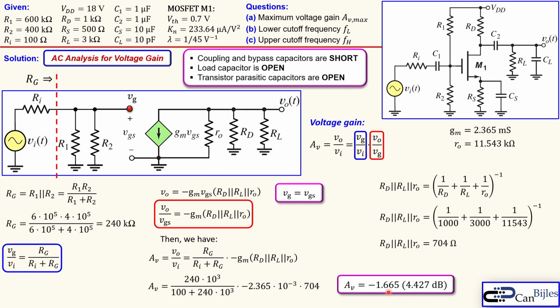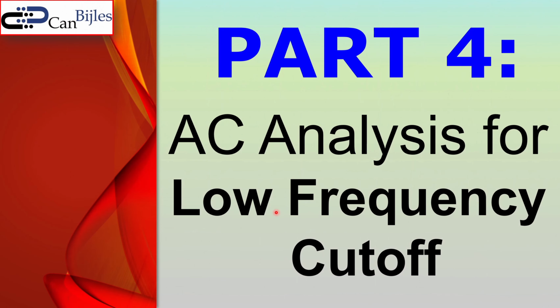And now we can also substitute here the values for the RI and RG, and you get here a gain of approximately 1.665, which is 4.427 dBs. So it is inverted. In this case, it also has a gain which is larger than 1. So no attenuation, and this is given in dBs. All right, that was that for the AC analysis for the voltage gain.